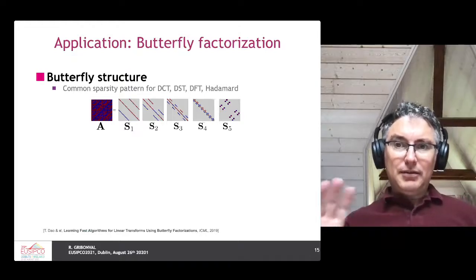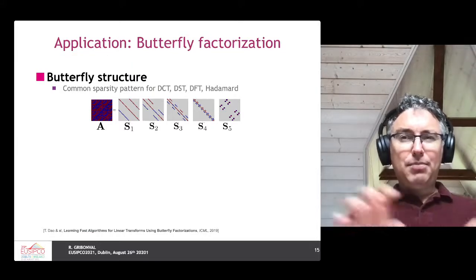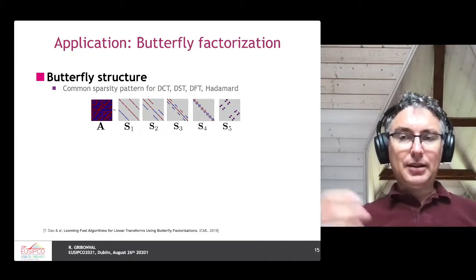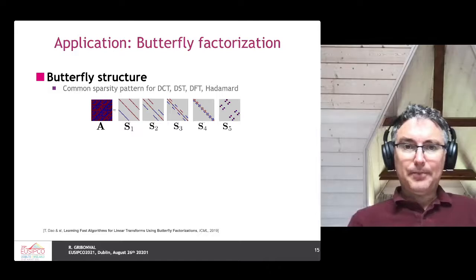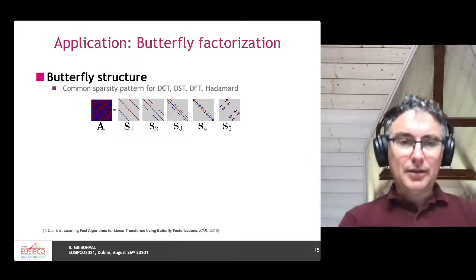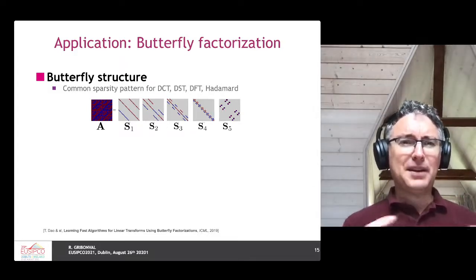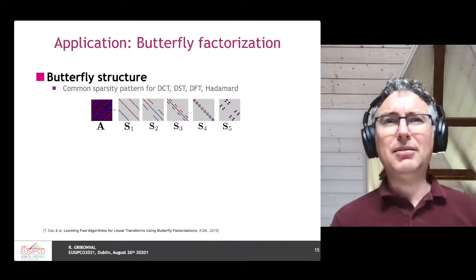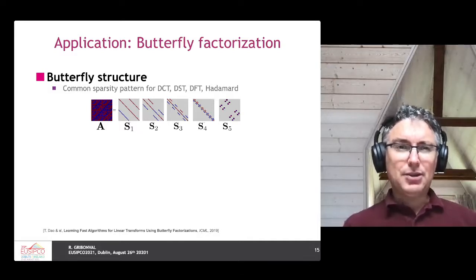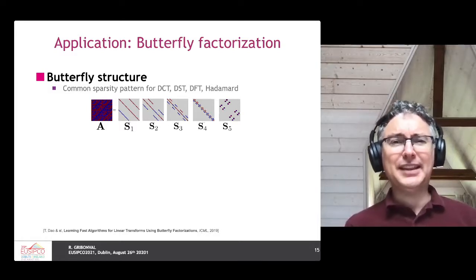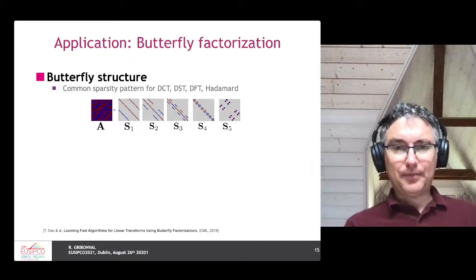So this applies to this bilinear problem of factorization, but it can also be applied in a more generic setting, to multi-layer factorization. In fact, in multi-layer factorization, there's a common support structure called the butterfly structure, which is a sparsity pattern that appears in many of the known classical fast transforms. So if you have a matrix associated to a classical fast transform, it can be written as a product of factors that have this type of butterfly structure.